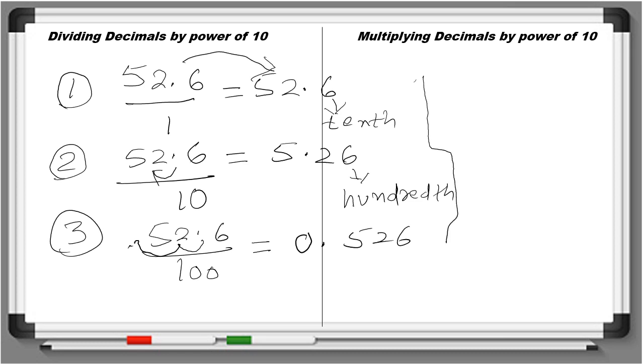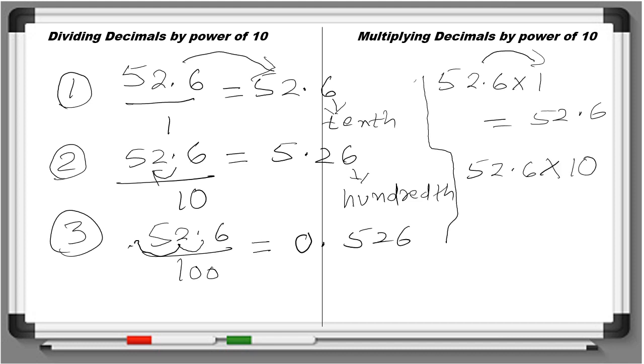Now, if I multiply 52.6 by 1, what will I get? I will get the number itself, 52.6. Whenever you multiply any number by one, you will get the same number. Now, 52.6, if I multiply it with 10.